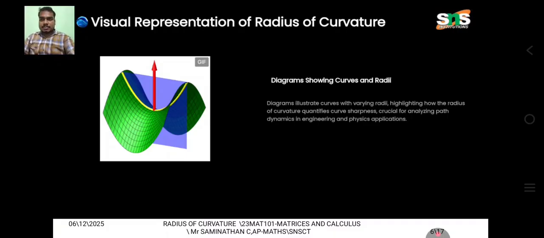This visual representation of varying radii of curvature along the path helps illustrate how a single curve can have different degrees of bend at different points. This diagram shows a curve and its radii, highlighting how the radius of curvature quantifies curve sharpness, crucial for analyzing path dynamics in engineering and physics applications.